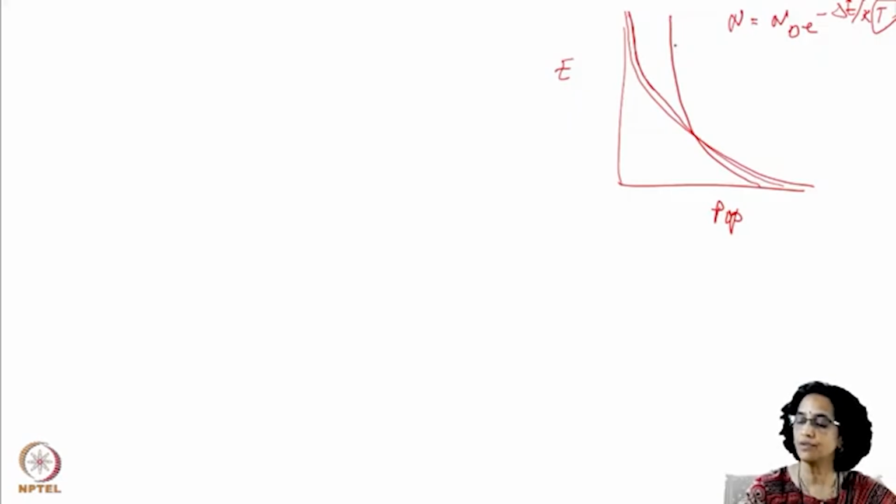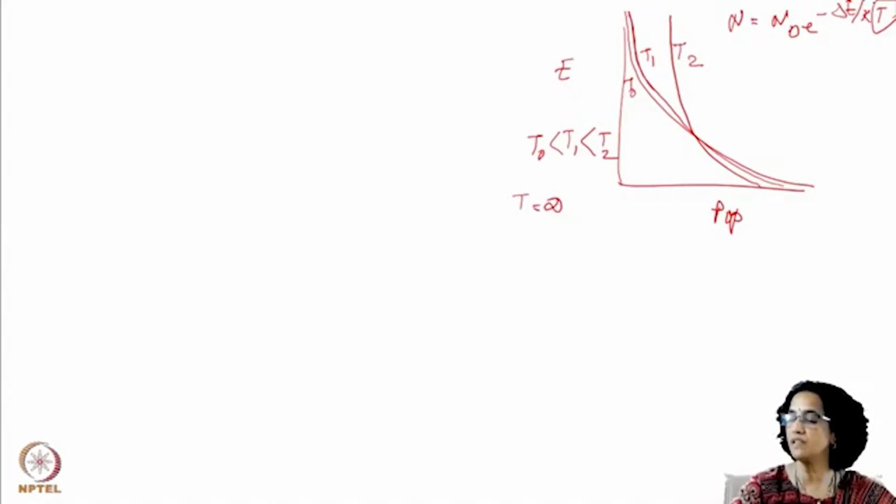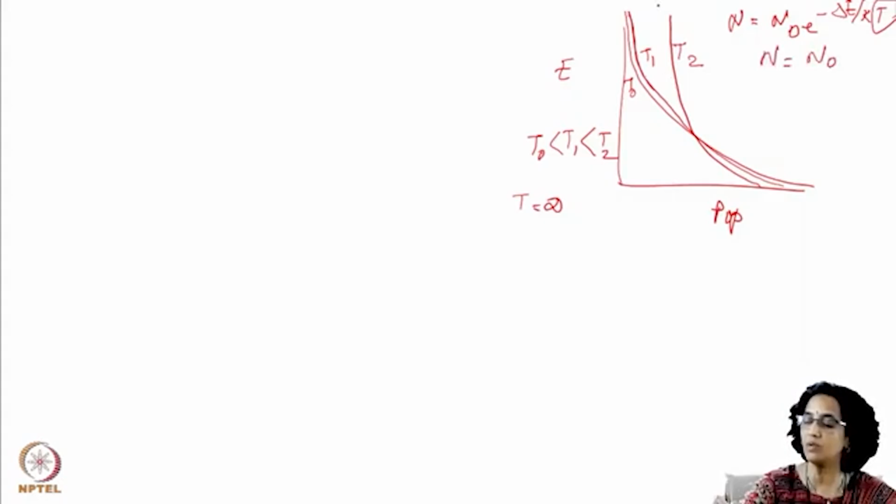So this is for T0, T1, T2, with T0 less than T1 less than T2. As temperature is increased, the population in the higher energy levels increases. When T is equal to infinity, if you substitute infinity, you get n equal to n0. So all the populations become equal, and it will be something like this.